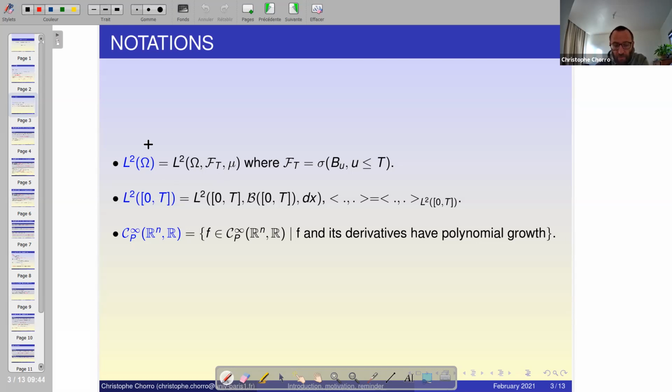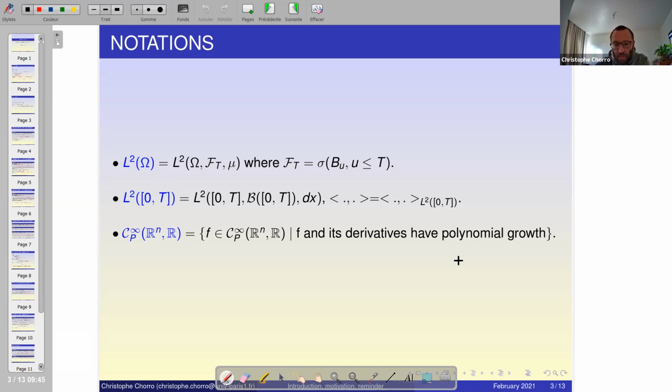It's the first notation that I want to introduce, and I also remind you of some notation that I will use hereafter. For me, L2 of omega will be the L2 space associated with the triple omega, F_T, where F_T is the filtration of the Brownian motion at time capital T, and mu is the Wiener measure. I have a scalar product on this space that is just the expectation of the product of the random variables, because they are in L2.